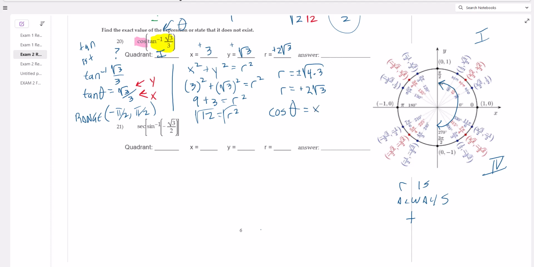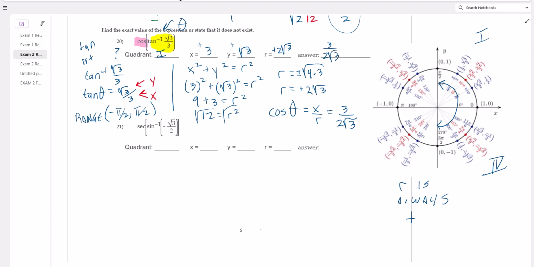And keep in mind on this, we're not really in a unit circle because x and y are 3 and root 3, and r is not 1. So what we have to do is just do x, which is 3, over r, which is 2 root 3. And that's an okay answer to the problem. I don't mind the answer being written that way.